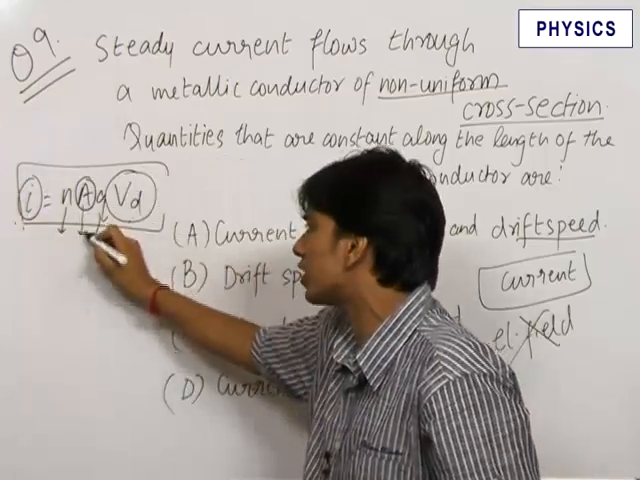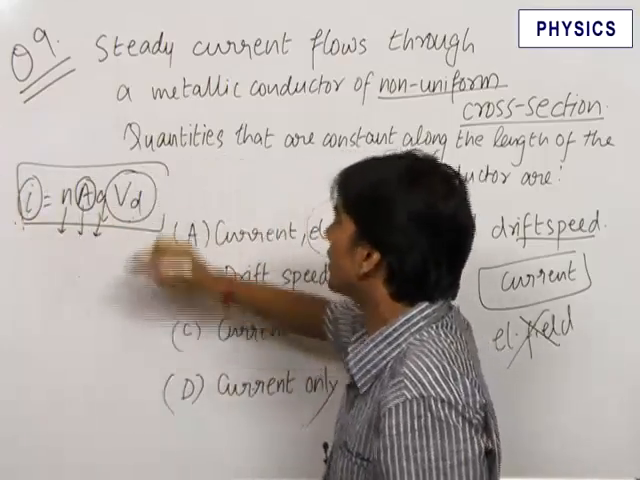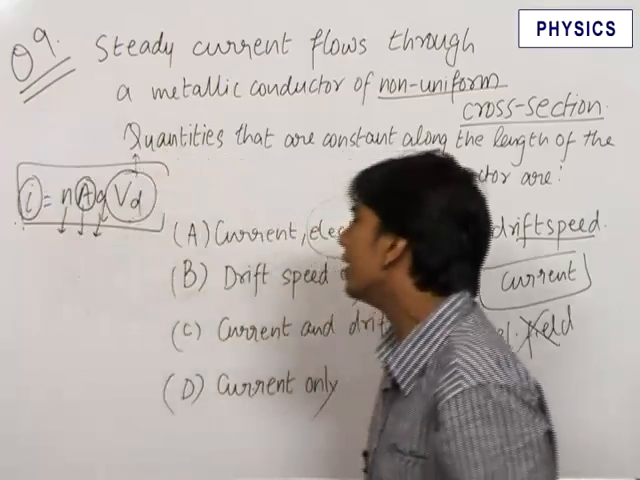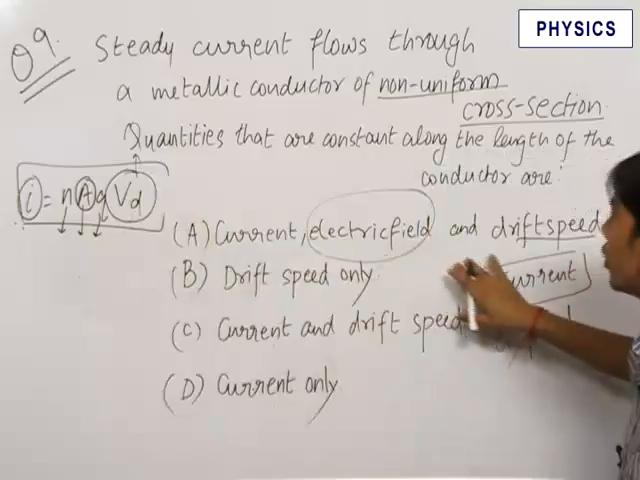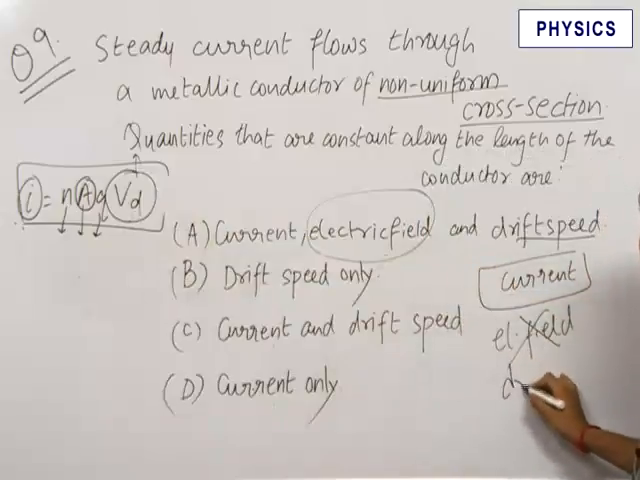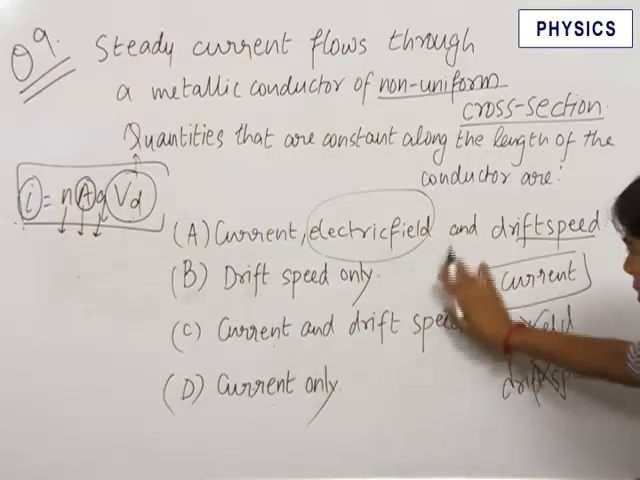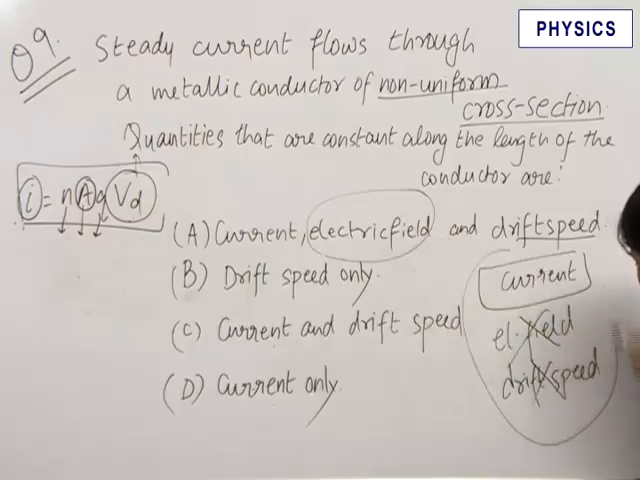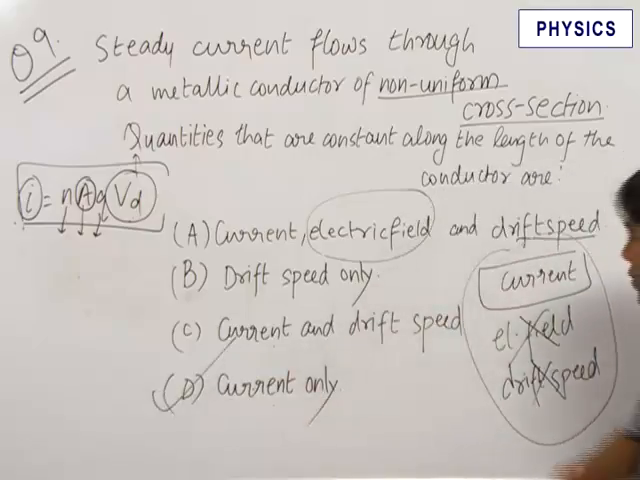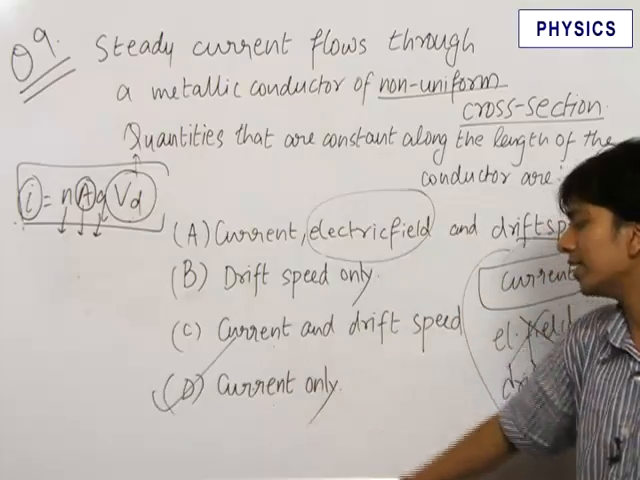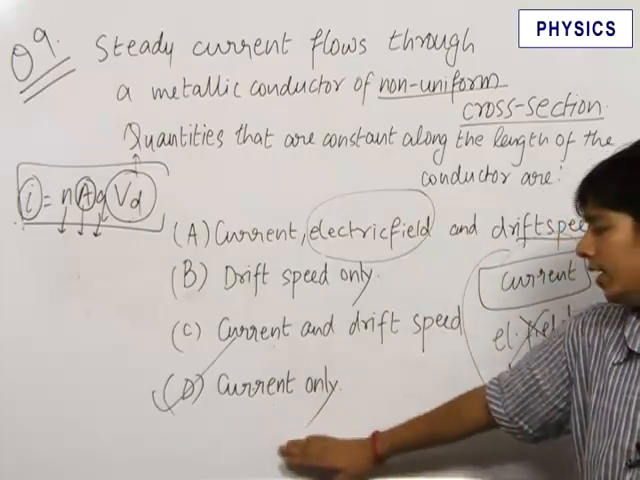Therefore, if the area of cross section of the wire is decreasing at some point, then the drift velocity at that point will increase. Therefore, the drift speed is not constant throughout the length of the wire. Therefore, drift speed is cancelled. Therefore, the only option which is left on using this information is D, that is current only. That is, out of these quantities which are given to us, current is the only thing which remains constant throughout the length of the wire.